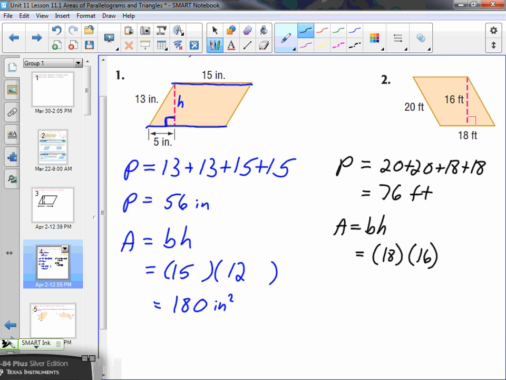Could 20 be the base? Yeah, but not if we are going to use the information they've given us. We'd have to then draw in a new height that was perpendicular to the 20, figure it out. So you chose wisely, okay? If possible, choose a base that already has a height drawn in perpendicular to it. So you did, and what's 18 times 16? 288. So 288 square feet.